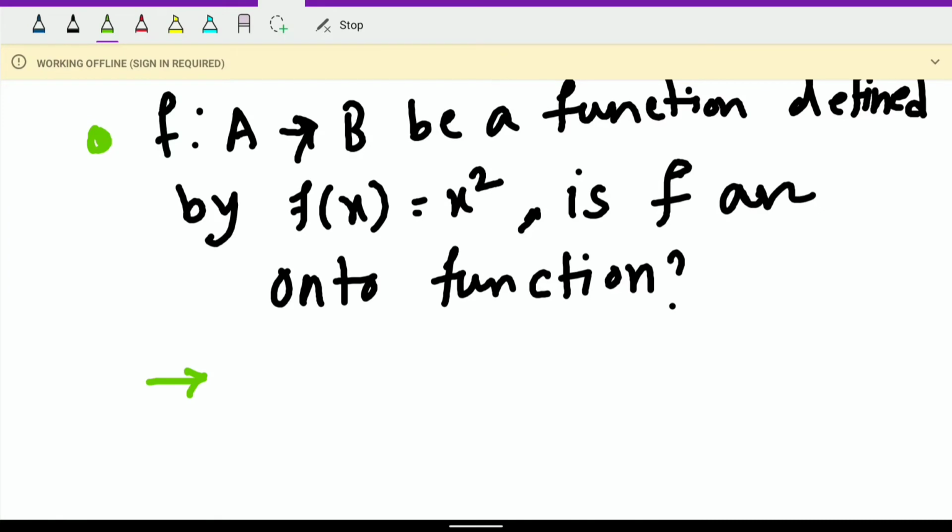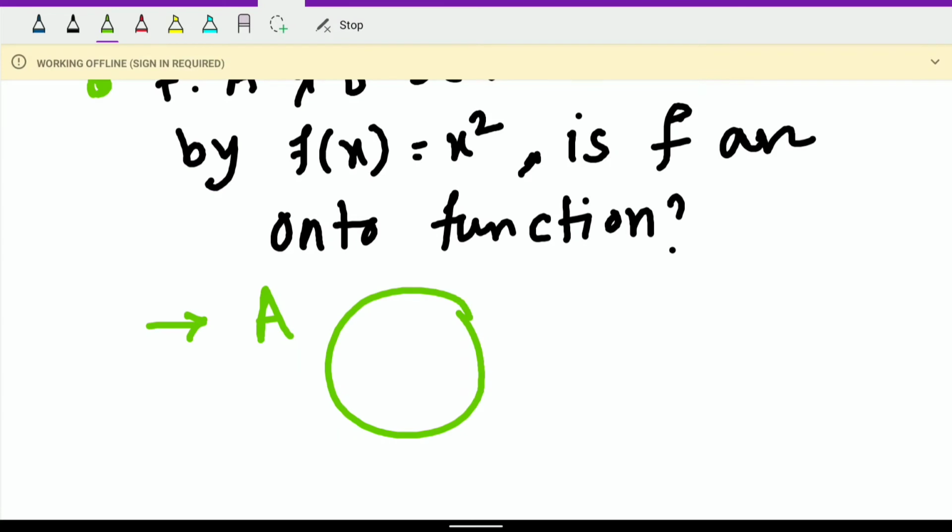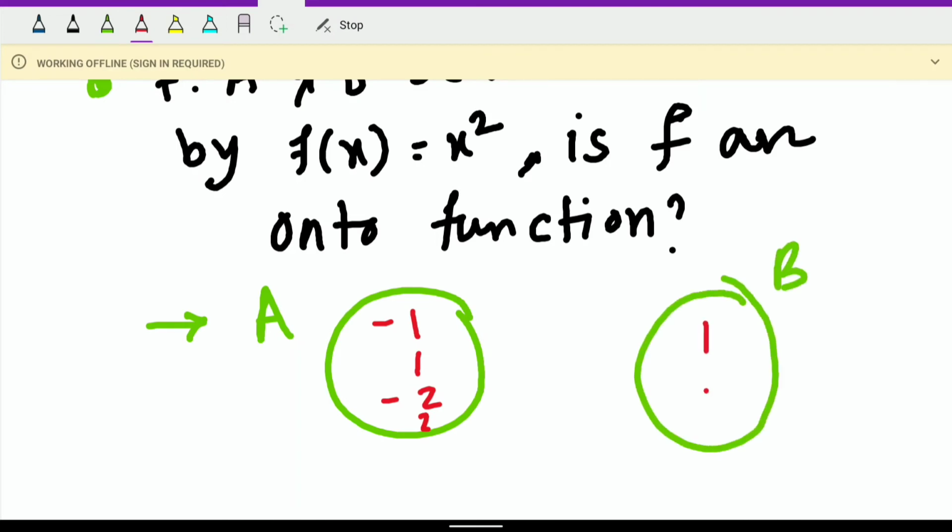So here, if we draw the figure, then you can say that f of A is onto. Okay, so here is A. What are the elements of A? That is -1, +1, -2, +2. And what are the elements of B? That is +1 and +4, and the associated function is f of x equals x square, where x is an element of A, right?